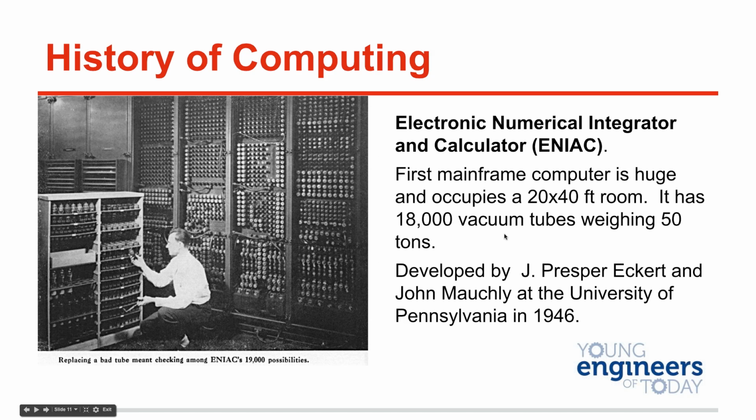Now, the Electronic Numerical Integrator and Calculator, the first mainframe computer, was just huge. It occupied a 20 by 40 foot room. Now think about that. It was 20 by 40 feet. It had 18,000 vacuum tubes and weighed 50 tons. I mean, that's just, wow.